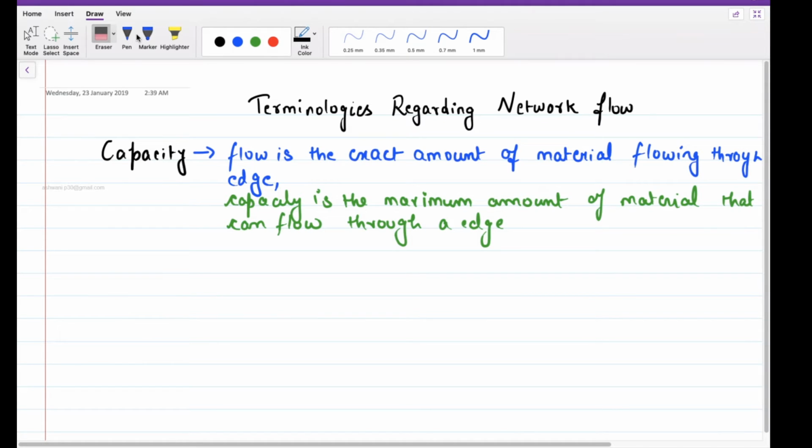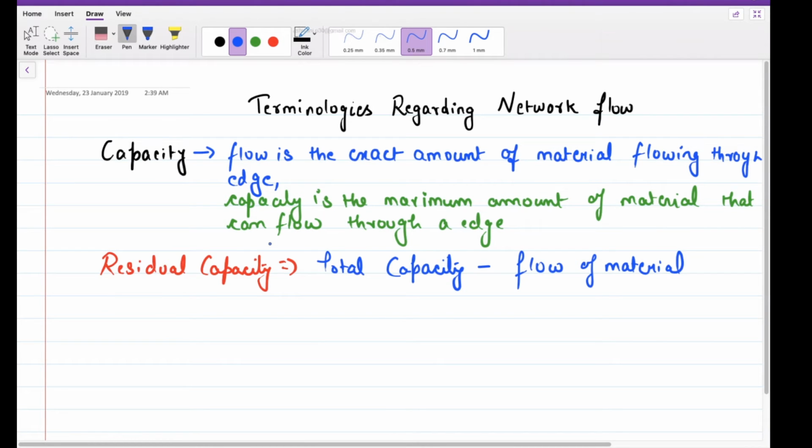Now we will discuss what is residual capacity. Residual capacity is defined as the difference of the total capacity and the flow of material through a given edge. So now I hope the concept of capacity and residual capacity is clear to you all. There is one more concept of residual graph. If the given graph is represented in the form of the residual capacity of its edges, then the graph is called the residual graph.